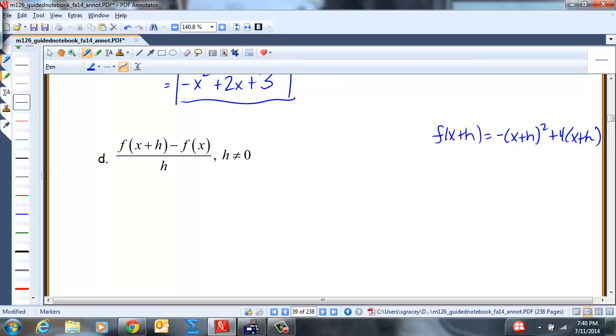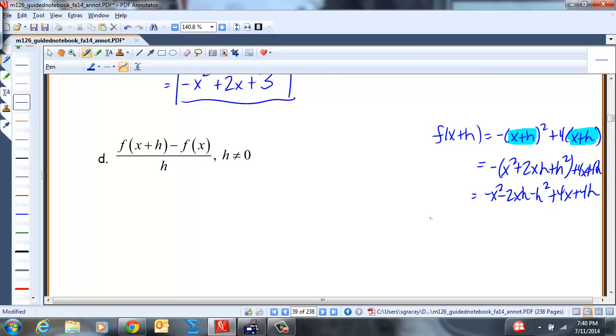So this is what we are plugging in for x. And we will get a result of, using the formula shown above, x squared plus 2 times x times h plus h squared, and then plus 4x plus 4h. So we will have negative x squared minus 2xh minus h squared plus 4x plus 4h.